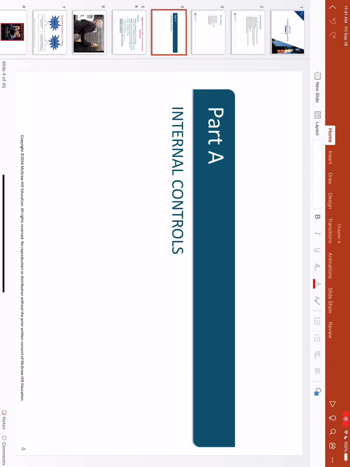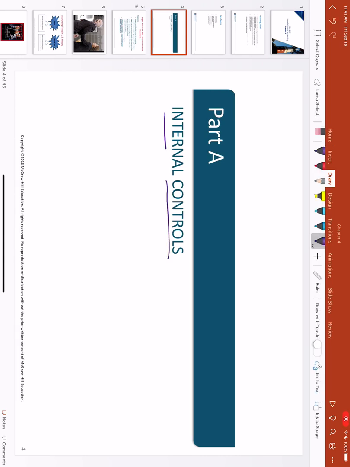So we're going to start by talking about this word, internal controls. And internal controls is a fancy word for just meaning we're going to do everything we can. We're going to set up specific procedures to keep those financials safe. And by safe, I mean as accurate as possible, right?